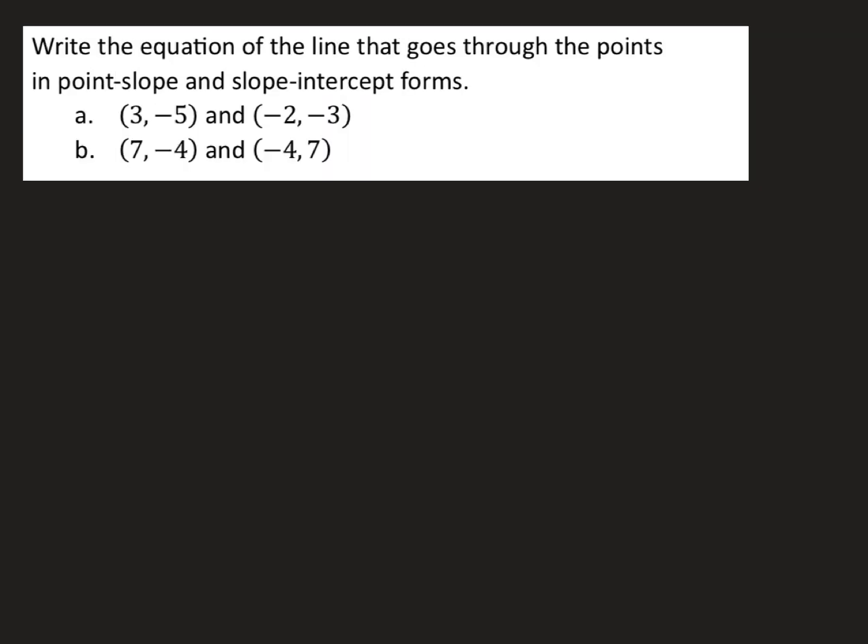On this slide, we will write the equation of the line that goes through the points in point-slope and slope-intercept forms. Point-slope form, I say you should generally do that first because the equation is a whole lot easier to create out the gate than the slope-intercept form. So in order to understand that, you need to know that the point-slope form is y minus y1 equals m times x minus x1.